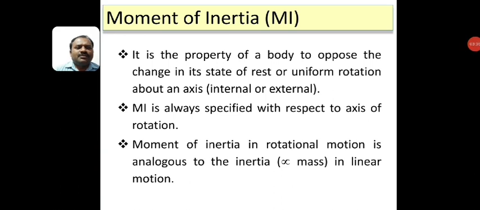From the translational motion, what we have seen is that the inertia depends on the mass. Whereas the moment of inertia in case of rotational motion depends on mass as well as another important aspect, that is the axis of rotation. For the same body, if the axis of rotation changes, then the moment of inertia also changes.